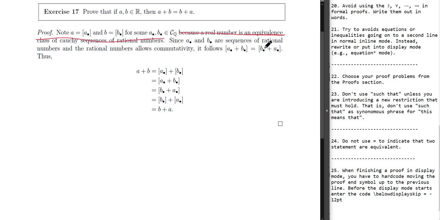All right, since A dot and B dot are sequences of rational numbers, and rational numbers allows commutativity. Okay, so there's a grammatical issue here in terms of "allows commutativity," but also just a meaning issue. When we say "allows commutativity," to me, it means it's possible. It's not disallowed, we don't stop it from happening. But the rational numbers are commutative under addition. Now, that's something very specific it's not mentioning. If you say the rational numbers allows commutativity, the question is of what?